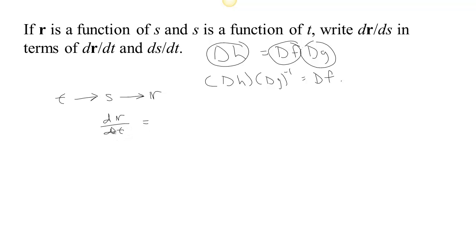This is the derivative of the composition. R depends on just one thing, t, at the end of the composition. But that should be equal to the derivative of r with respect to s times the derivative of s with respect to t. So if we knew what dr dt was and we knew what ds dt was, then we could easily solve for dr ds by dividing both sides by this scalar ds dt. So we end up with dr ds equal to dr dt divided by ds dt.